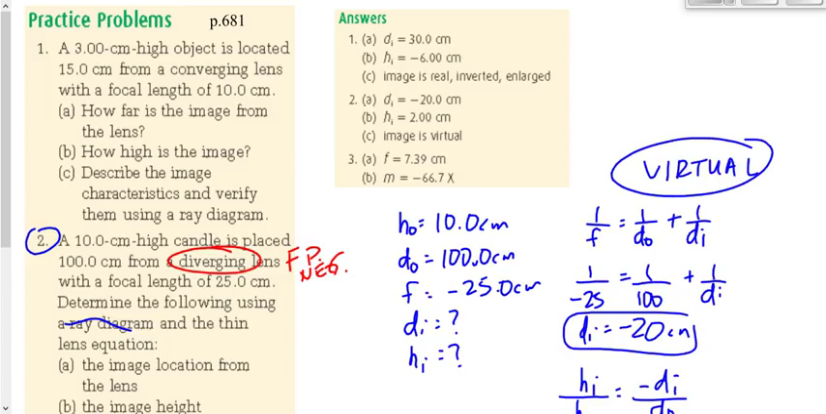Some of you may have thought back to your ray diagrams. Every single time we drew a ray diagram for a diverging lens, every single time we got a virtual image. So if you remember that's great. You don't need to look at the sign convention. Okay? For me, I kind of forgot that. So I looked at this and said negative means it's a virtual image. Okay. All right, number 3.